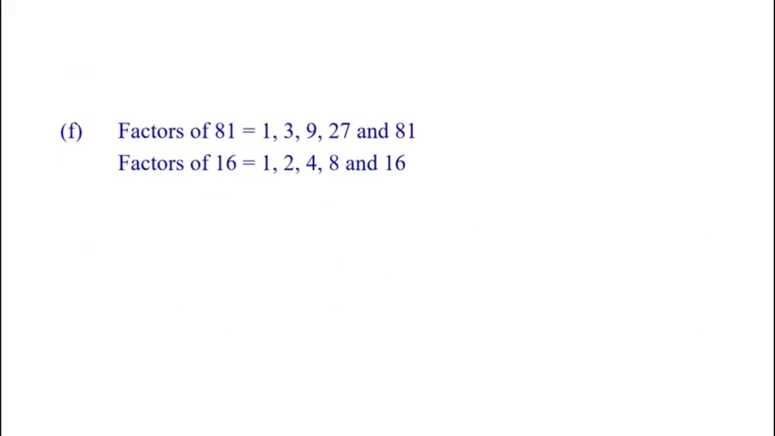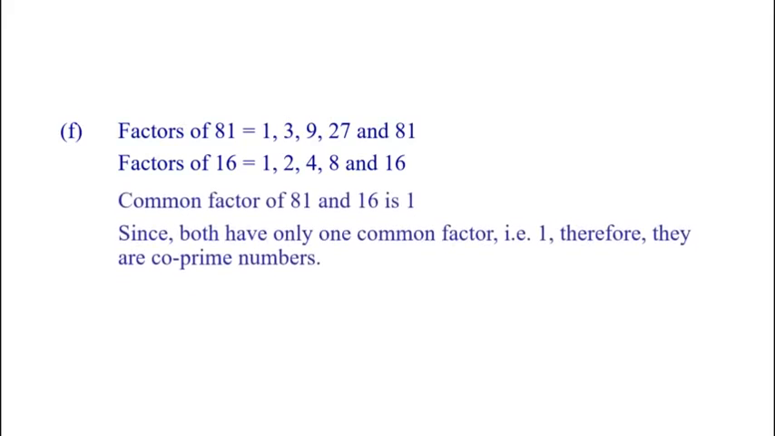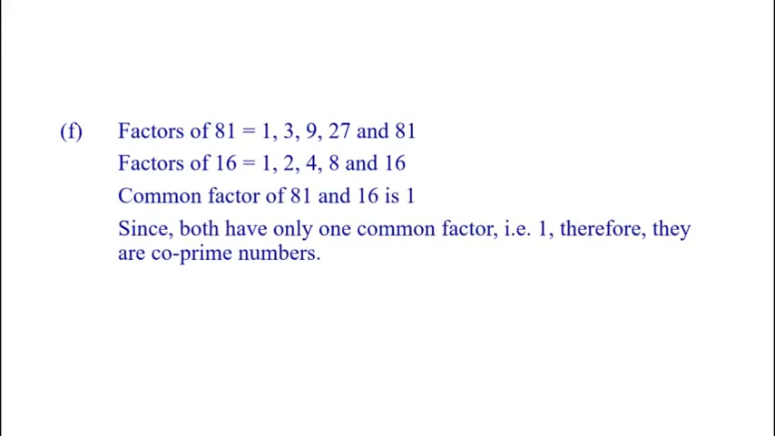Next numbers are 81 and 16. Factors of 81 are 1, 3, 9, 27 and 81. Factors of 16 are 1, 2, 4, 8 and 16. So, common factor of 81 and 16 is 1. Since both have only one common factor, that is 1, therefore they are co-prime numbers.